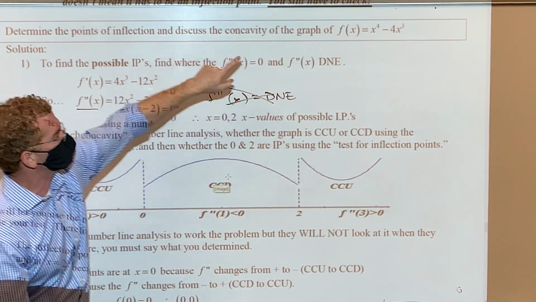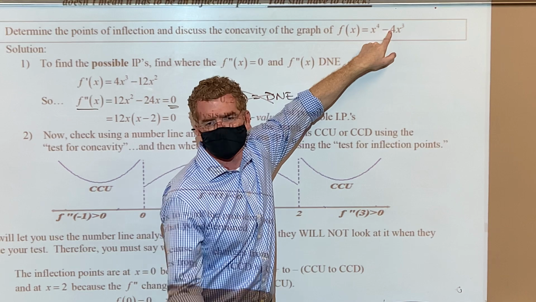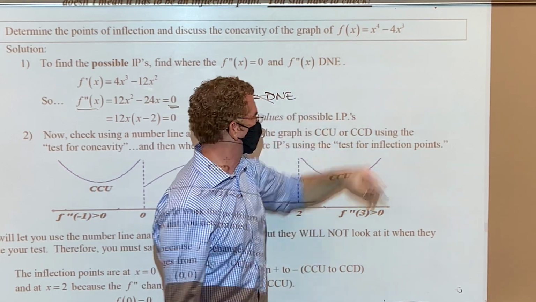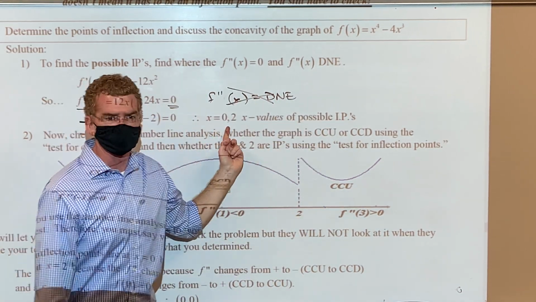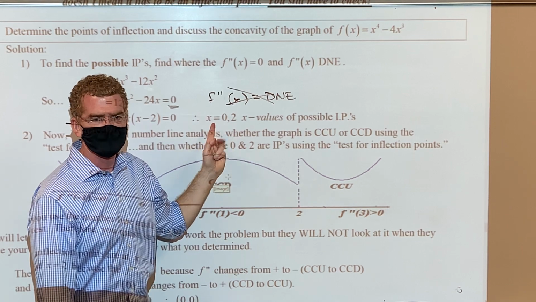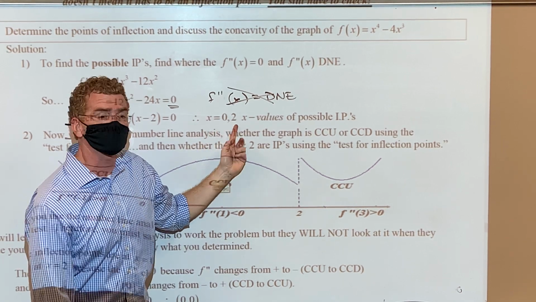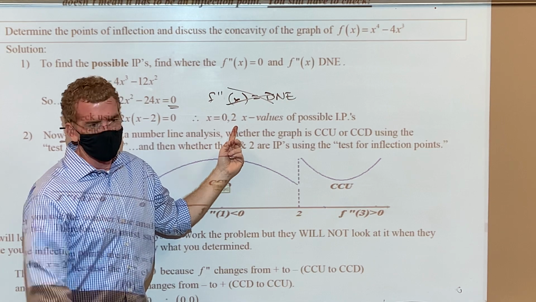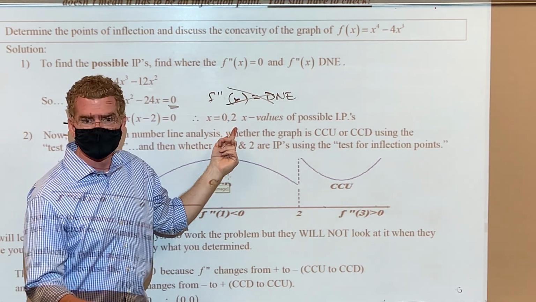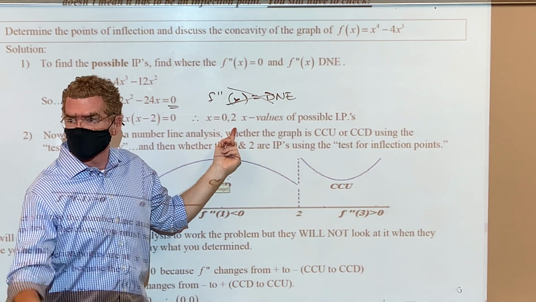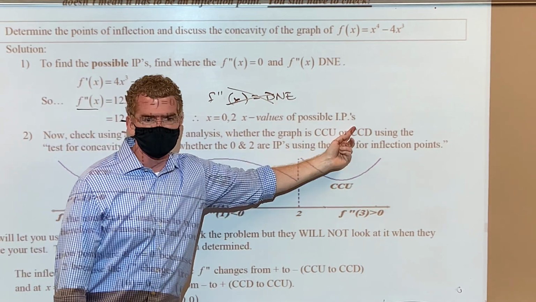Are 0 and 2 both in the domain up here? Yeah, it's a polynomial, right? Everything is in the domain. So those are called critical numbers, right? Those are called, we'll go with that. Those are called critical numbers, right? No, they're called inflection points, right? No, they're called what? Possible inflection points.